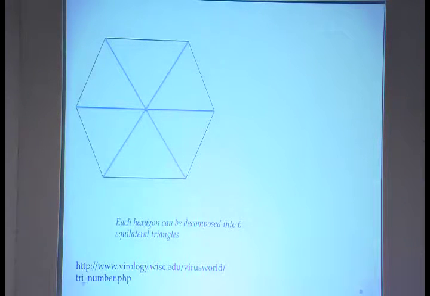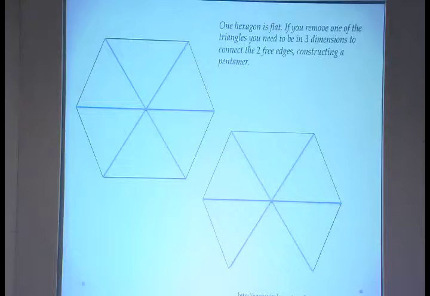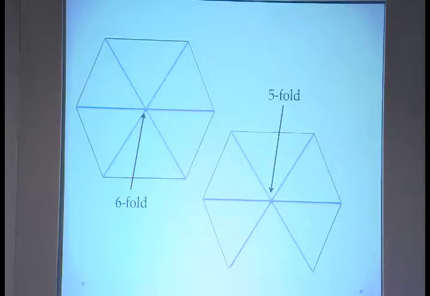Now, how do you generate an icosahedron from this? Each hexagon can be decomposed into 6 equilateral triangles, and the problem is that the hexagons are flat, right? So how do you generate this 3D structure? If you just remove one of the triangles from the hexagon, and this is an exercise that needs to be done in 3D, and you now try to get this together, what you will get is a pentamer, and it'll have a little bit of a distortion, a little bit of an edge. So you've generated a 6-fold and a 5-fold.